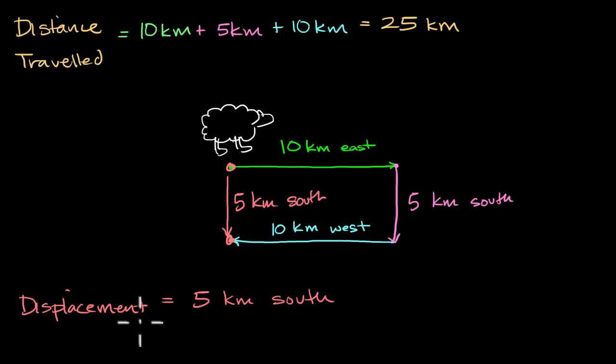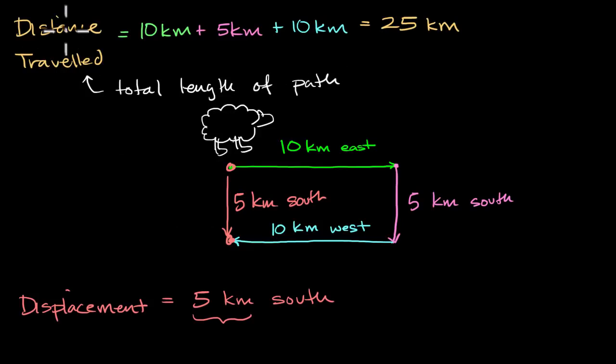Your displacement is your change in position. And since it's a change in position, not only will we mention the 5 kilometers, we'll say in what direction. The position of the sheep has changed 5 kilometers to the south. So let me write this down. This is total length of path. Total length of path is the distance traveled, while the displacement is the change in position.